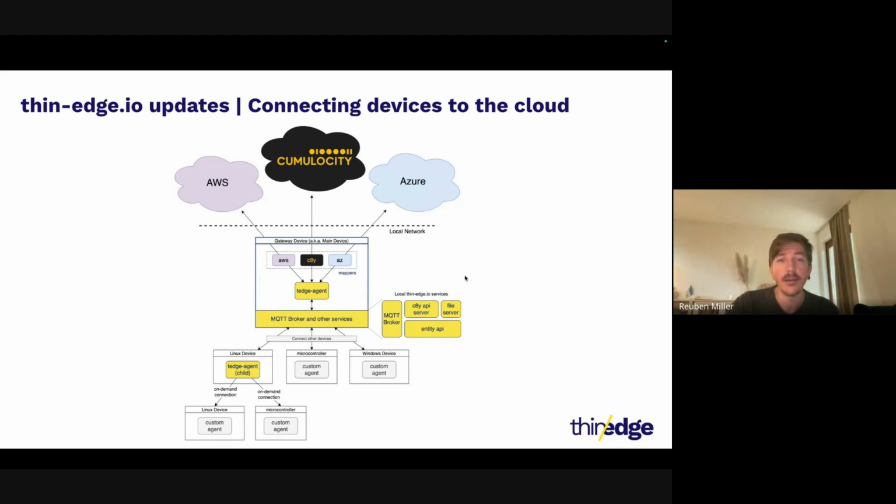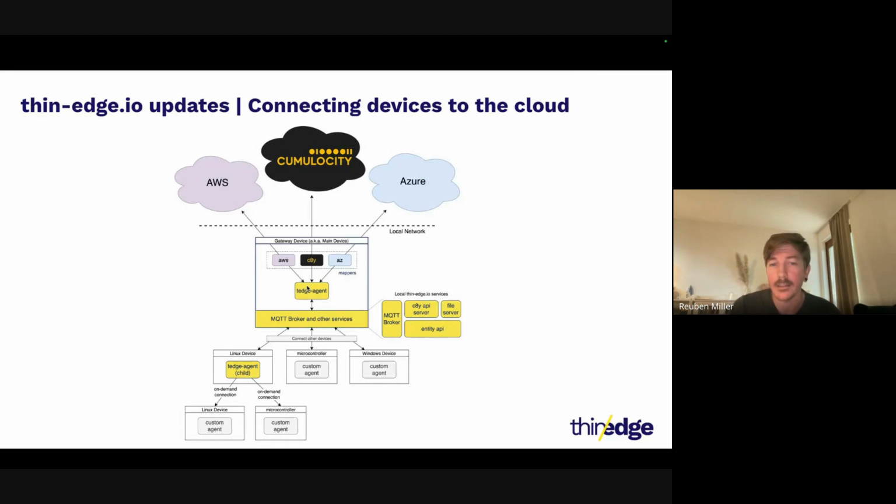In this diagram, we show the gateway device where we have ThinEdge installed and the core components. We often refer to this as the main device, which facilitates the connection to the cloud. Because with ThinEdge, we believe in freedom of choice, you can also connect to different cloud providers, whether it be Cumulocity, AWS, or Azure, which all have different advantages and disadvantages. So you can choose whatever fits your IoT project.